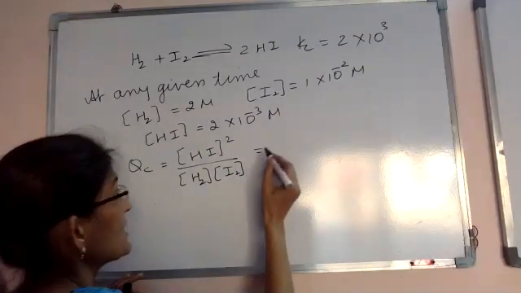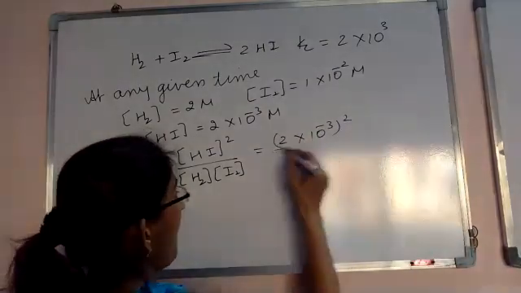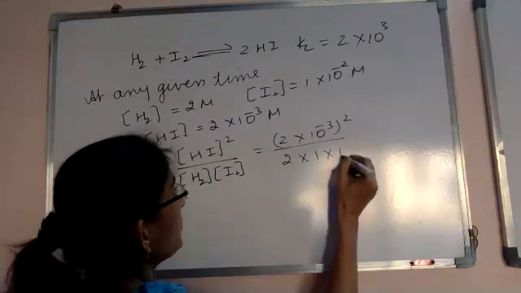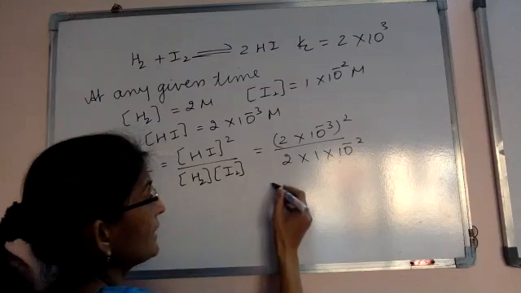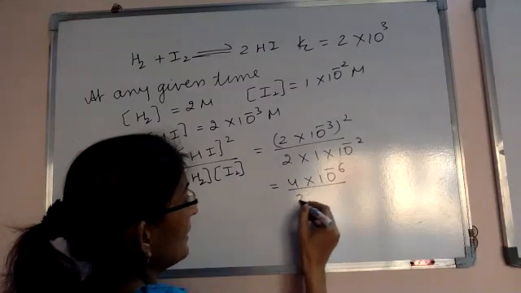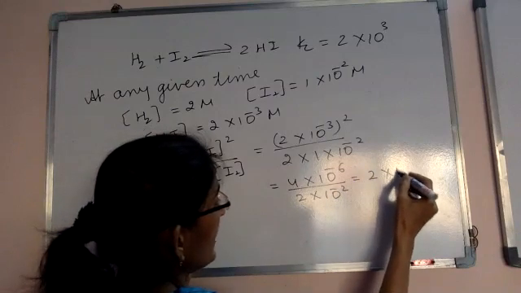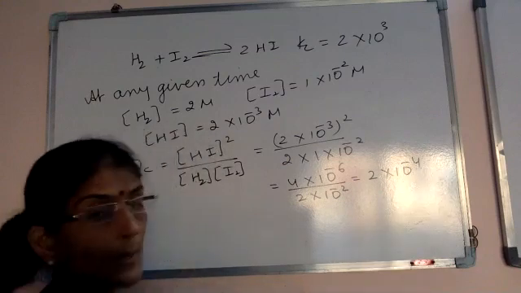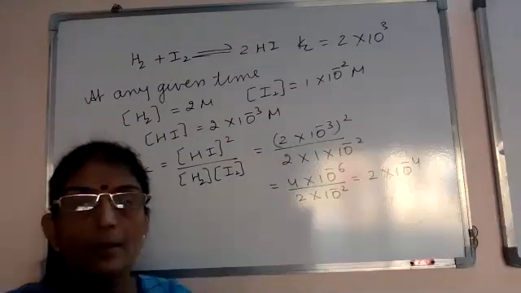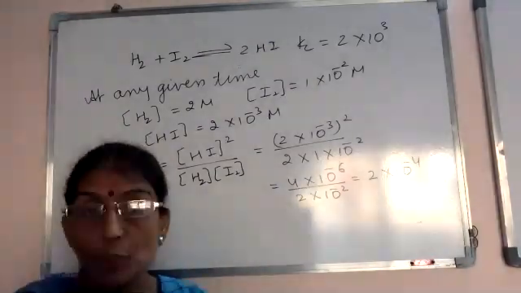Okay. Put up the values. 2 into 10 to the power minus 3 the square upon hydrogen 2, iodine 1 into 10 to the power minus 2. Solve करते हैं इसको. ऊपर हो जाएगा 4 into 10 to the power minus 6, 2 into 10 to the power minus 2. So answer is 2 into 10 raised to the power minus 4. This is QC. 2 multiplied 10 to the power minus 4. And what is KC? 2 into 10 to the power 3.